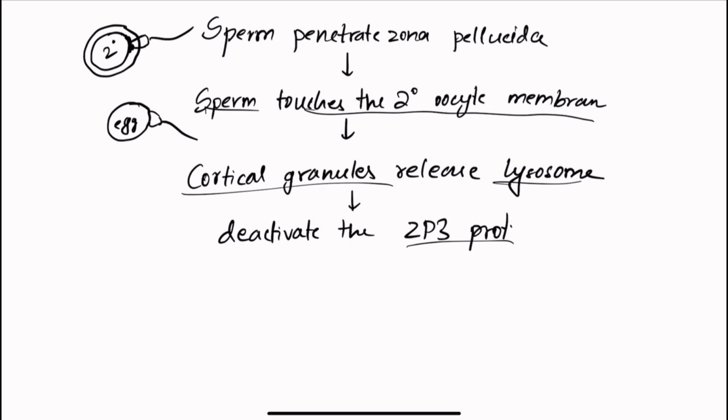So what are the two things that happen as soon as the sperm touches the secondary oocyte membrane? First, the secondary oocyte immediately completes meiosis II division to form egg. Second, the cortical granules of the egg secrete what we call lysosome, and these lysosome deactivate the GP3 protein present on the surface of zona pellucida so that no other sperm are able to attach with it or penetrate the egg. After that, no more sperm can penetrate.